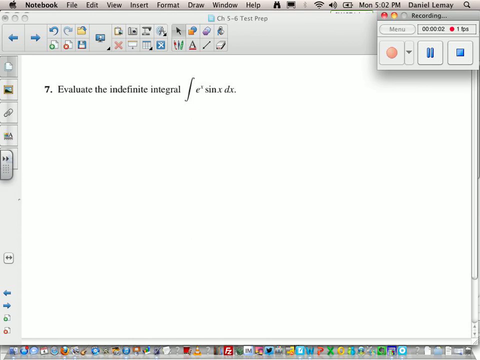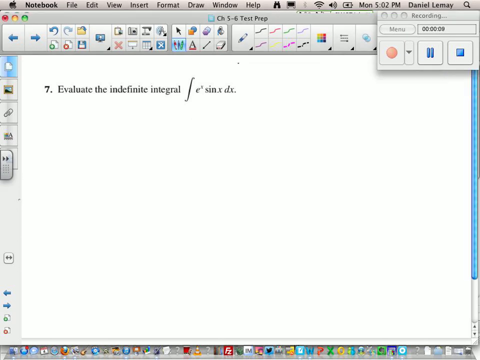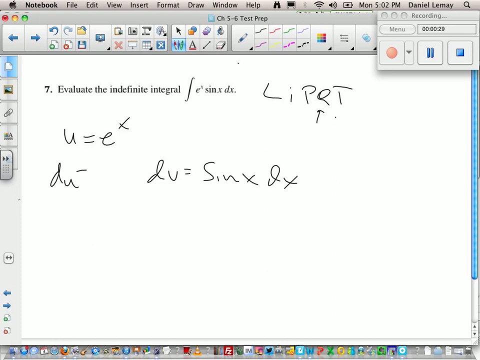Okay, so here's a problem. It's a little bit miserable. You never know, I might be miserable and ask you that. So what we're going to do is the integration by parts again, and we want to remember LIPET. So I don't see a polynomial, I see an exponential, and I see trig. So I'm going to let u be the e to the x. I'm going to let dv be sine x dx.